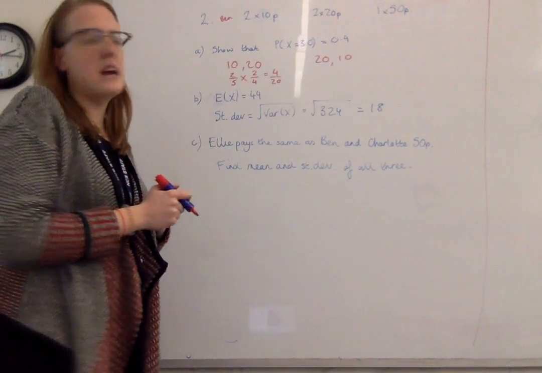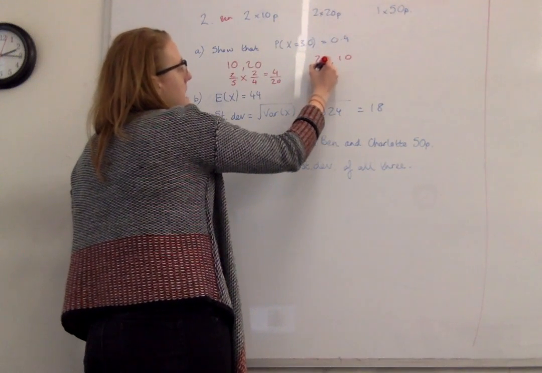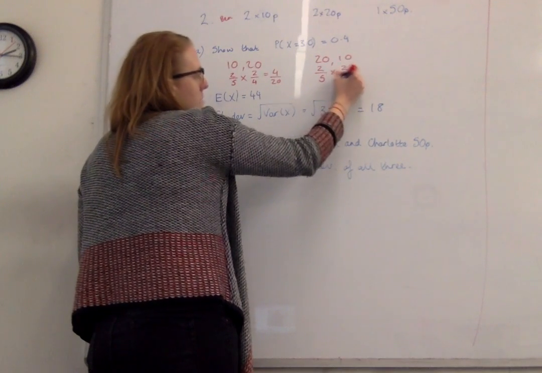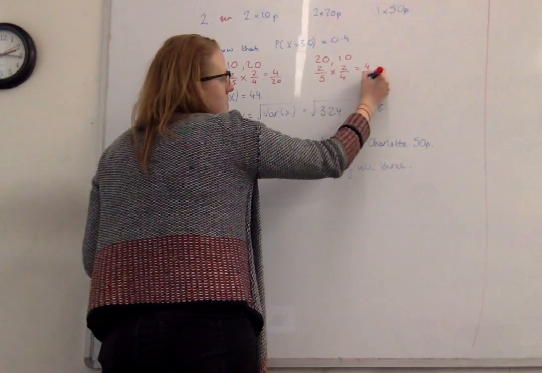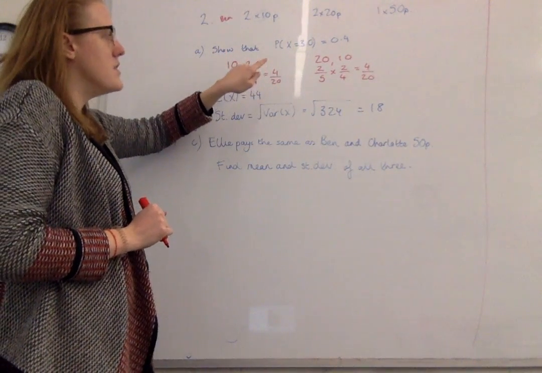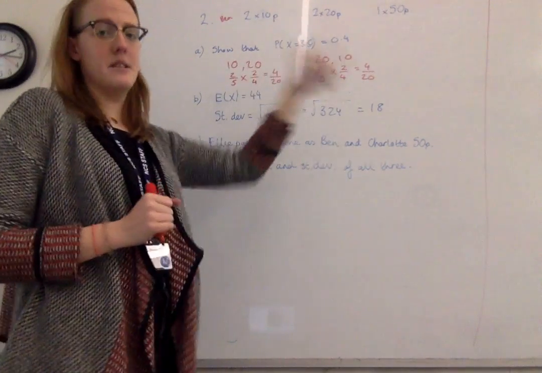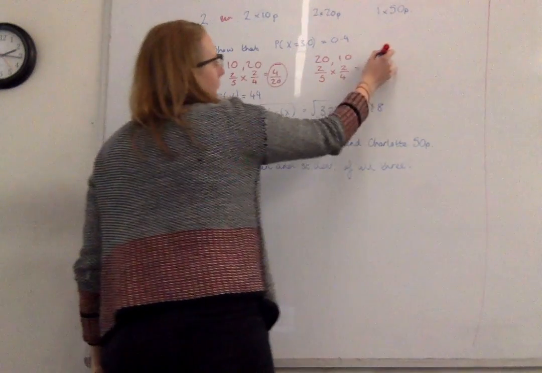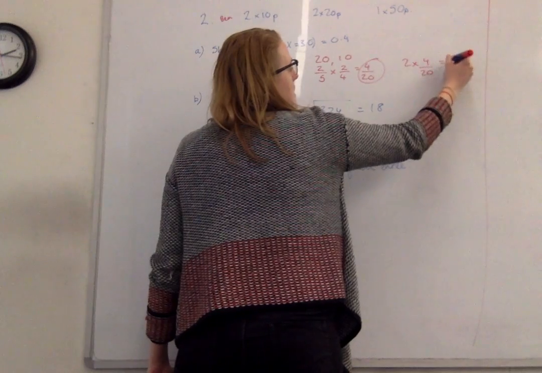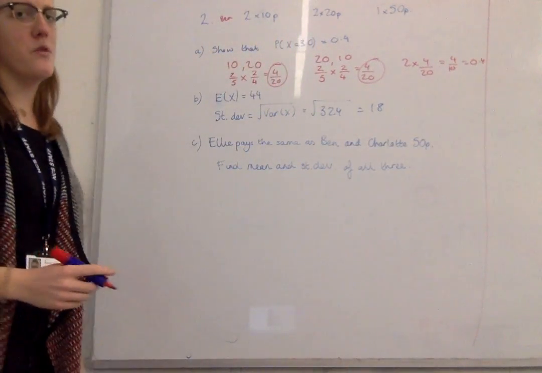The second combination that we could get is a 20p and then a 10p. So the probability of 20p is 2 out of 5, and then a 10p is 2 out of 4, so this is 4 out of 20. Now because I can get this combination or this combination, I can add them together. So 2 lots of 4 out of 20 is 4 out of 10, which is 0.4. So we've proven what we've been asked to do.